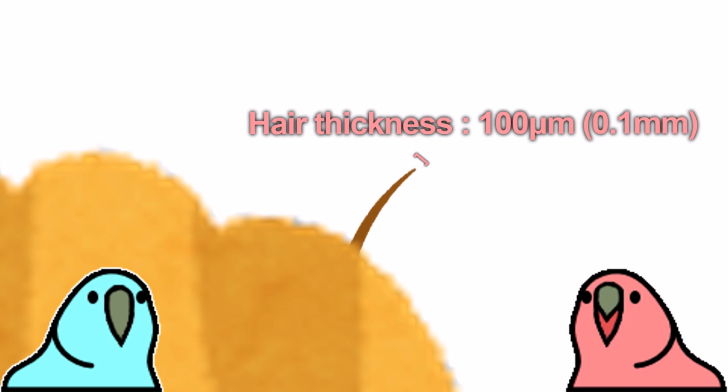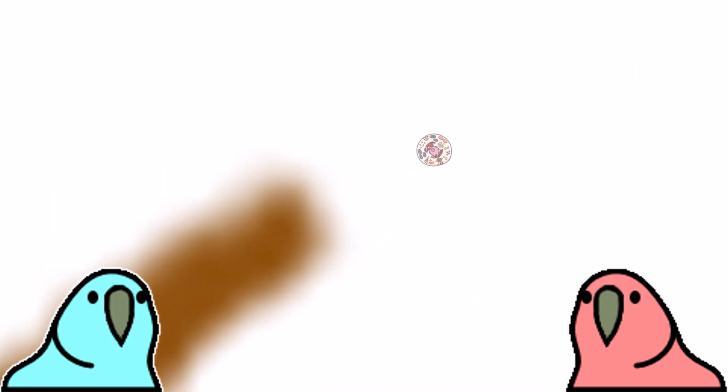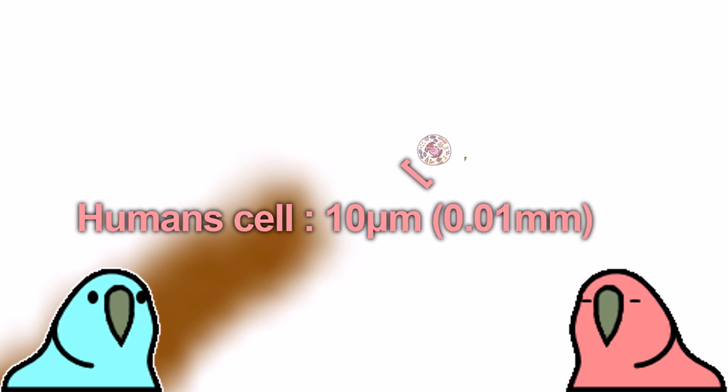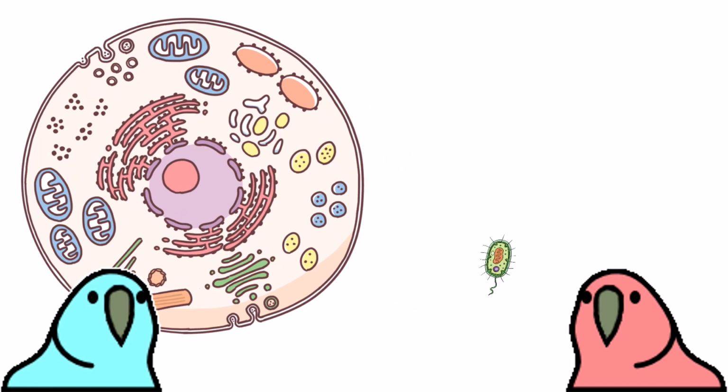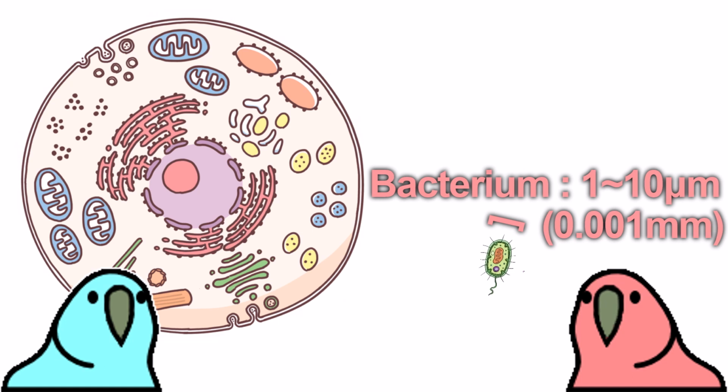Oh, let's magnify it even more from here. I can see something. These are the cells that make up humans. The size of a human cell is from 10 to 20 micrometers. That's about 1/10 the thickness of a hair, right? Exactly. Let's magnify it again. There's something else. This is a bacterium. The size of a typical bacterium ranges from 1 to 10 micrometers. So they're just a bit smaller than human cells?